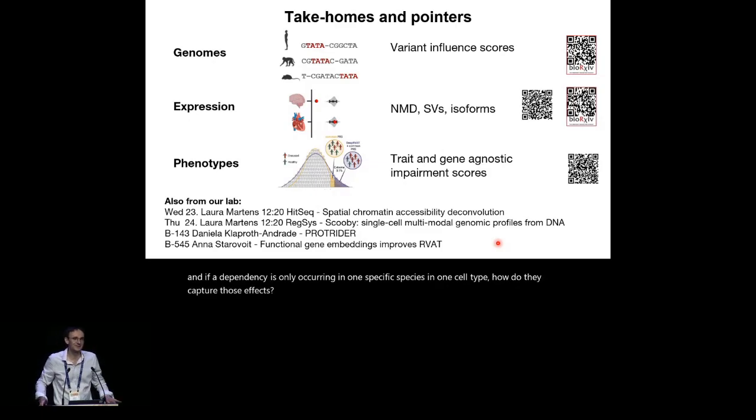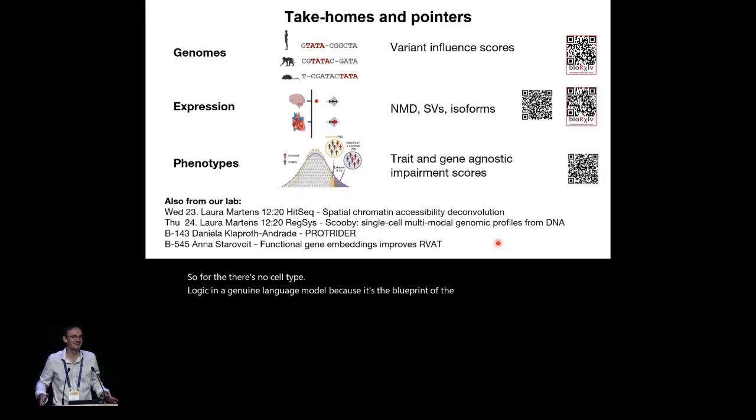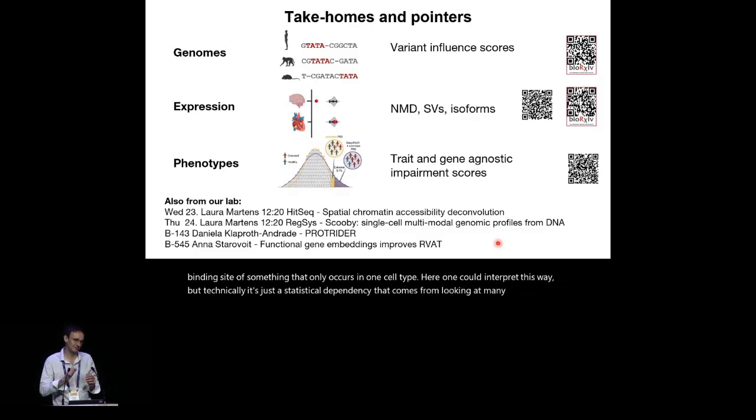There's no cell type logic in a DNA language model, because it's the blueprint of the genome, the blueprint of all cell types. The cell type interpretation may make sense if, let's say, you find an interaction with something that you can identify from other reasons as being the transcription factor binding site of something that only occurs in one cell type. One could interpret it this way, but technically it's just a statistical dependency that comes from looking at many genomes, and you don't really have anywhere a cell type label.